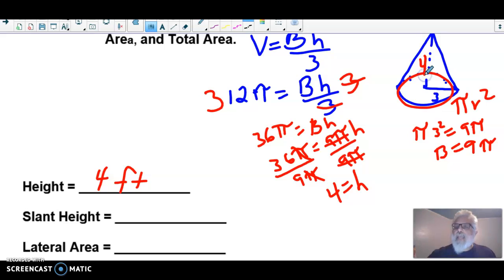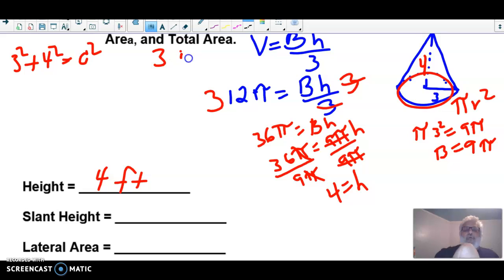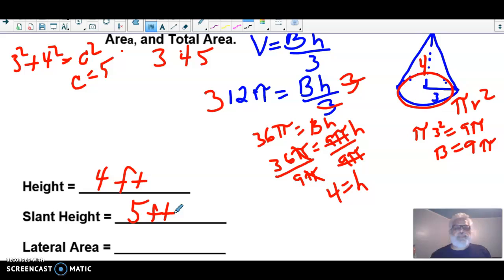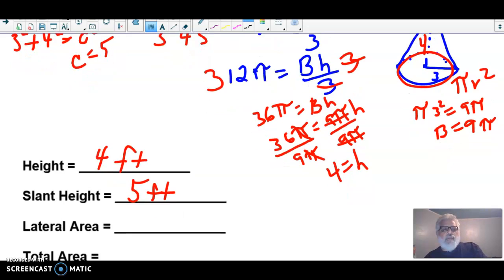Now to find the slant height, I'm just going to use my Pythagorean theorem, but I also know that this is the basic triple. And what I mean by that is it's a 3, 4, 5 right triangle, which means c is equal to 5. So my slant height is going to be 5 feet. And you can work that out if you want. If you don't remember that, it'll be 9 plus 16, which is equal to 25. Square root of 25 is 5.